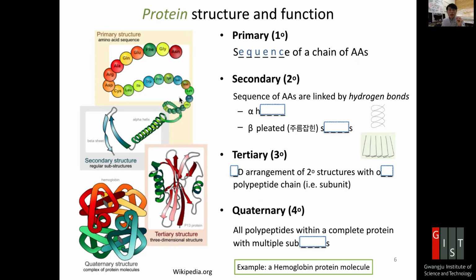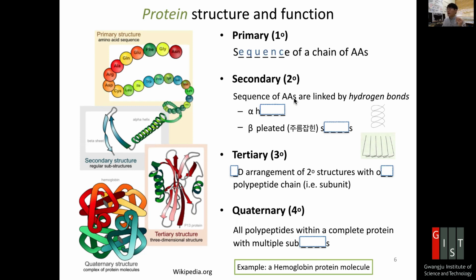However, if you look at it more closely, they actually form not just a linear chain, it's not like a line. In real 3D space, they actually form some structure. You see something like this, very interesting structure, and this and this. Of course, this is a cartoon, but it gives an insight into how they actually look. It's a regular substructure, so we call this a secondary structure.